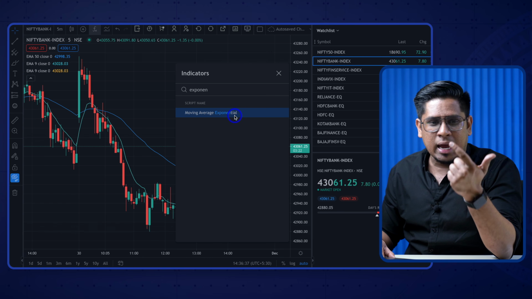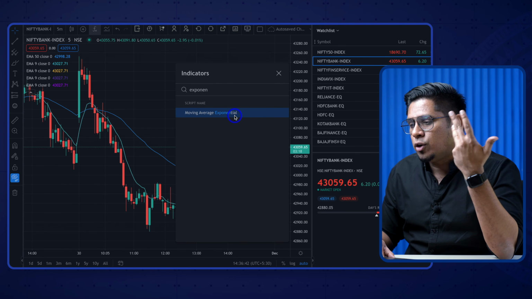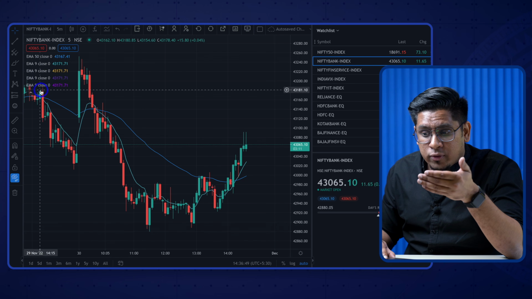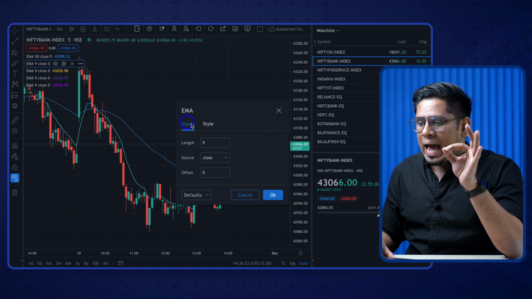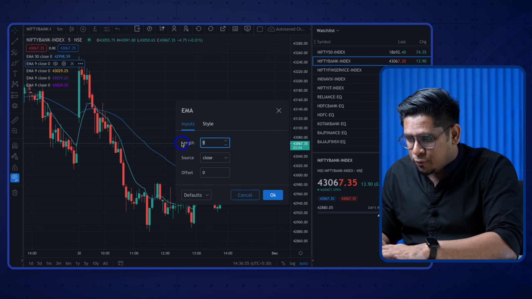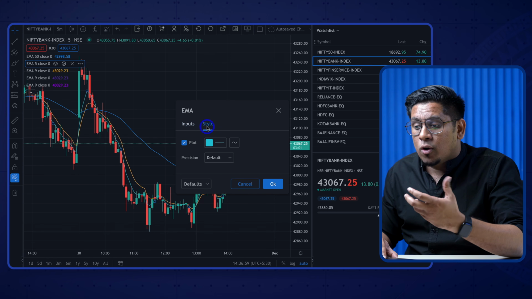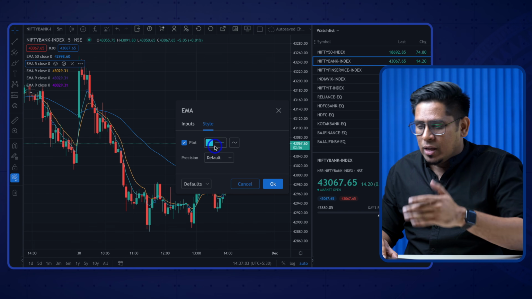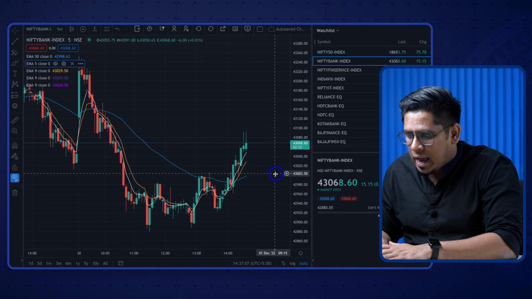I need 5, 10, 20, 50, which is already there, and 200. So these many are enough, I believe. As you can see here, all of them came with the time period of 9. So we have to go into settings and change the time period. I need 5, and I don't want all of them to look the same, so you can always select the color of the line that you would like to see on the chart. For 5 EMA, I'm happy to go with white color. So I'm adding it and clicking on OK.